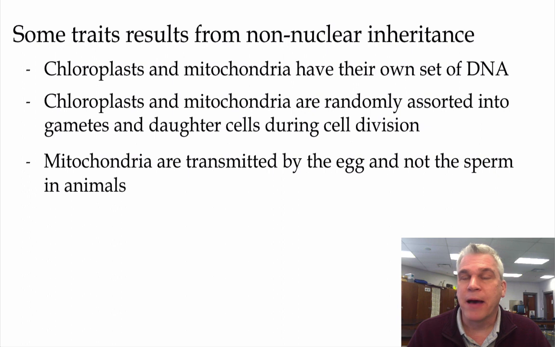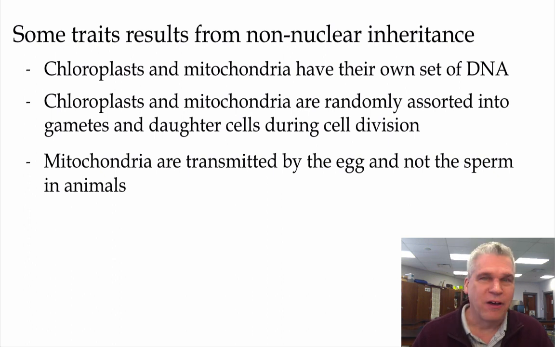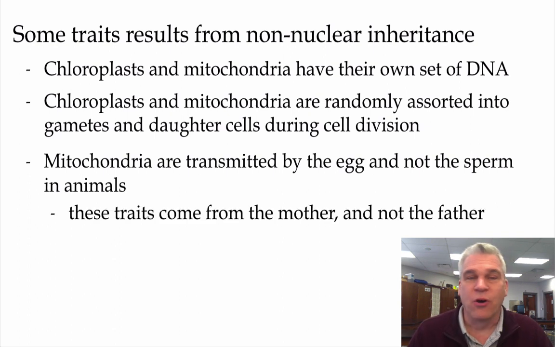In animals, the mitochondria are transmitted by the egg and not the sperm cells. So all the sperm cells give the offspring is just their chromosomes. Everything else is coming from the egg. All of the mitochondria that you have are going to be genetically identical to your mother's mitochondria. So all of these traits are going to come from mom, not from dad.